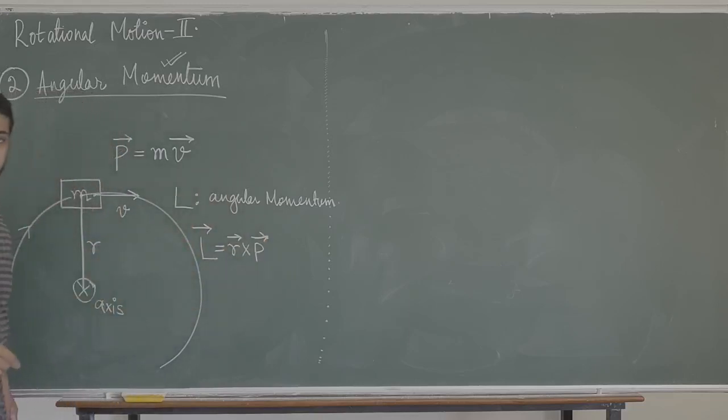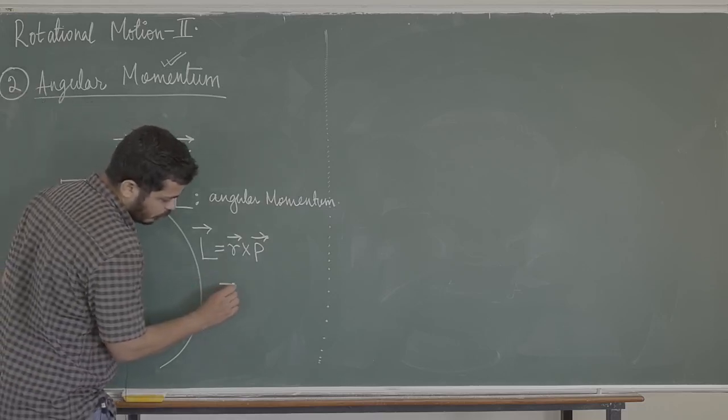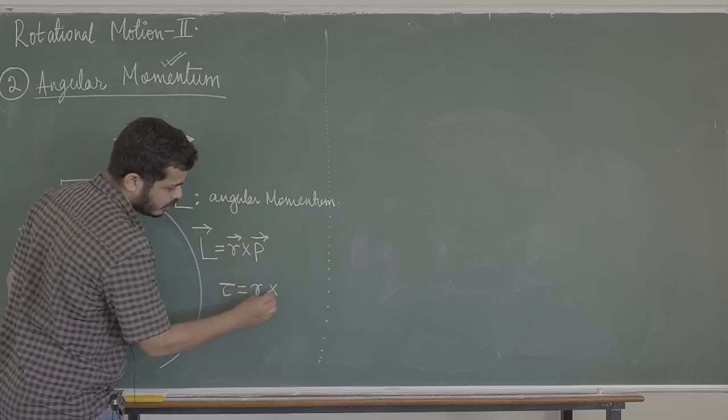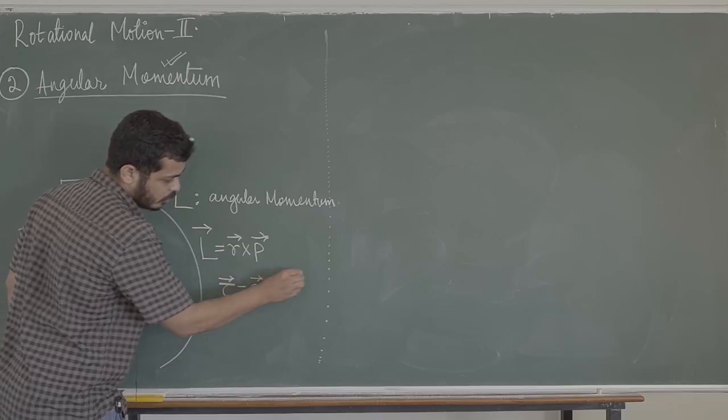So we write L vector is equal to R vector cross P vector. That is angular momentum. You could ask, why is angular momentum defined like this? Why is it not like m omega r? It is not like that because if you remember when I was talking about torque, the torque is equal to R cross F. Tau is equal to R vector cross F vector.